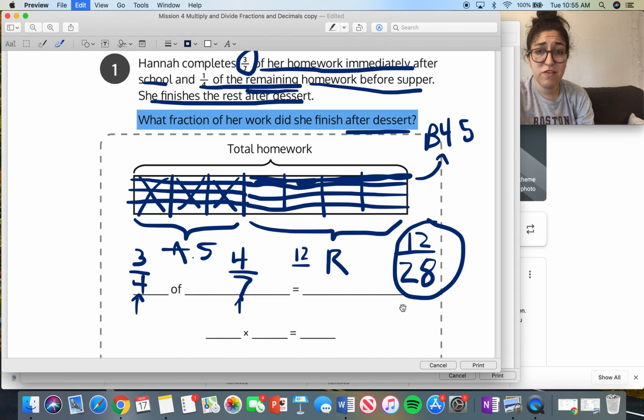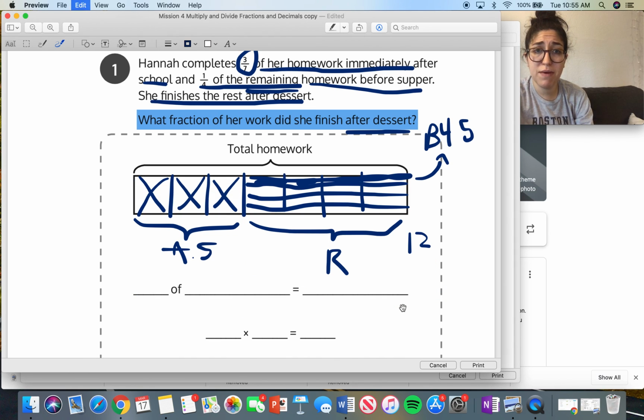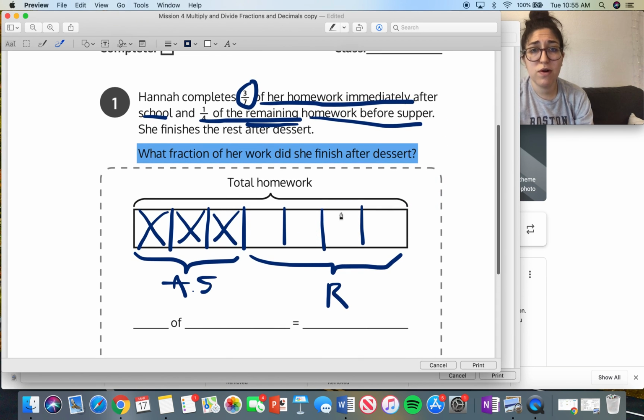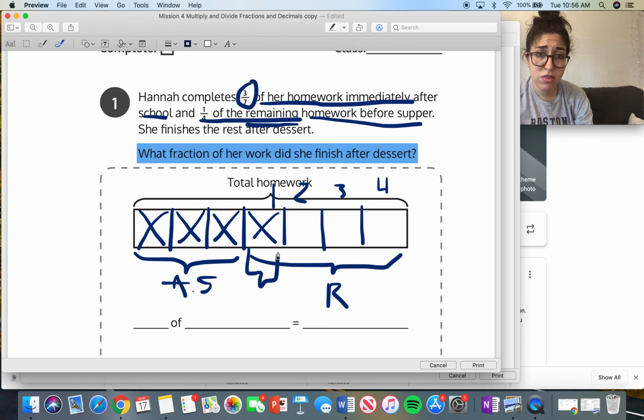All right, now the second thing I can think about, I go all the way back to this original bit where it says, right, I still did my 3/7 after school, and then it says 1/4 of the remaining homework was done before supper. If I look at my remaining, it's already split into fourths for me. 1, 2, 3, 4. 1, 2, 3, 4. So if I say that this 1/4 was done before supper, then how much do I have left over here?